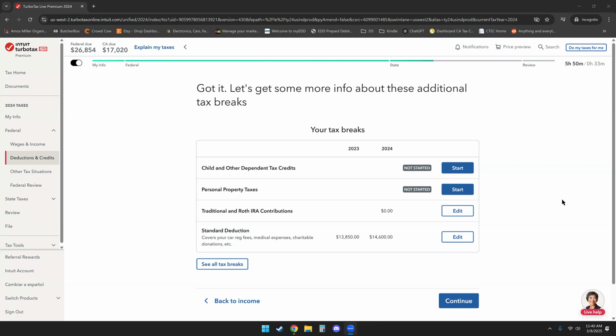Hello. Today we'll be looking at how to do a backdoor Roth conversion inside of the TurboTax software. A few things to know before we talk about how to enter it: the difference between a Roth conversion and a backdoor Roth conversion. These are two separate things.